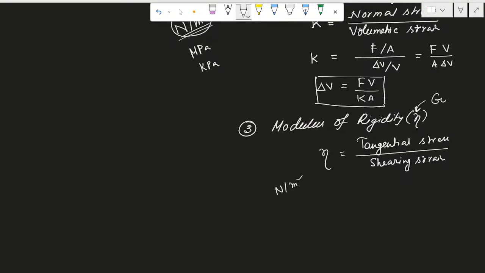Now we have one concept that is known as compressibility. Compressibility is the reciprocal of the bulk modulus of elasticity. It is denoted by C, and it is 1 by K, where K is the bulk modulus of elasticity. So if K is in Newton per meter square, the compressibility unit is Newton inverse meter square.